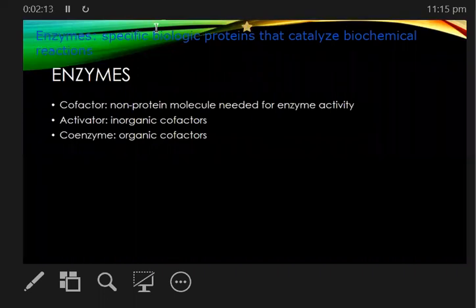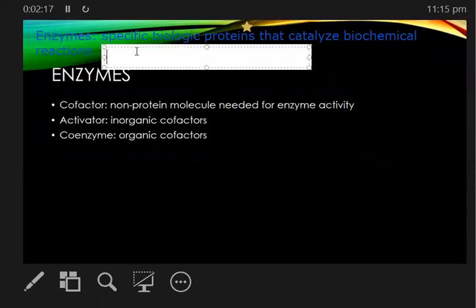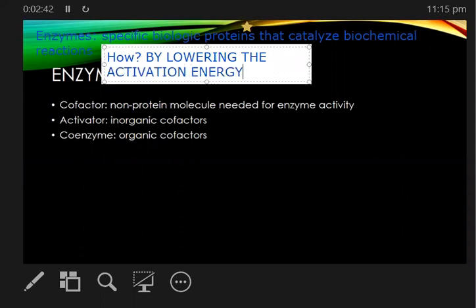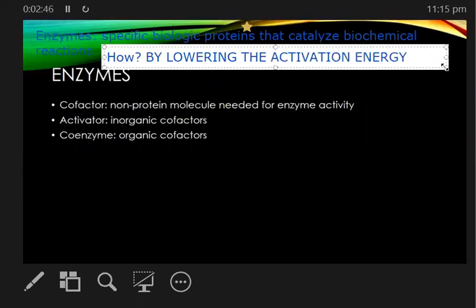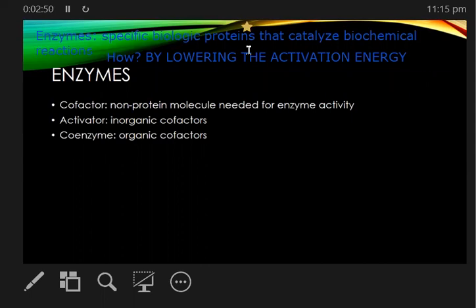And then, again, another recall question is, how do your enzymes catalyze biochemical reactions? Take note that your enzymes catalyze biochemical reactions by lowering the activation energy of the reaction. When we say activation energy, this is the energy needed in order for the reaction to progress or to start. So by lowering the activation energy, your enzymes are able to catalyze your biochemical reactions.